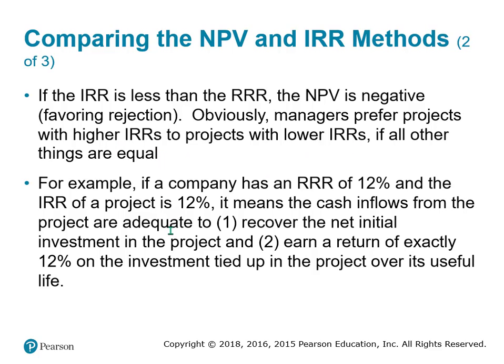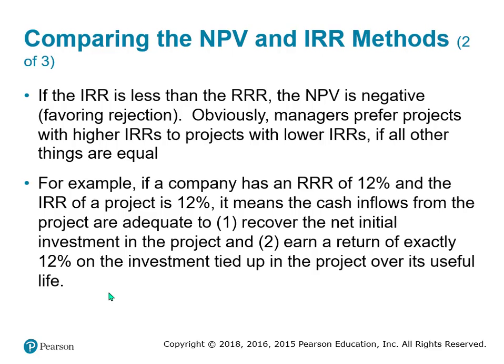Okay, now here's an example. If a company has a required rate of return of 12%, and the internal rate of return of a project is 12%, it means that the cash inflows are adequate to cover the initial investment in the project and to earn a return of exactly 12% on the money tied up in the project over its useful life.